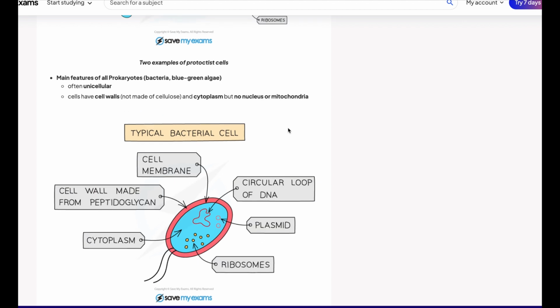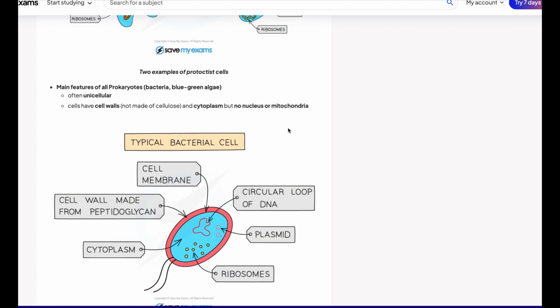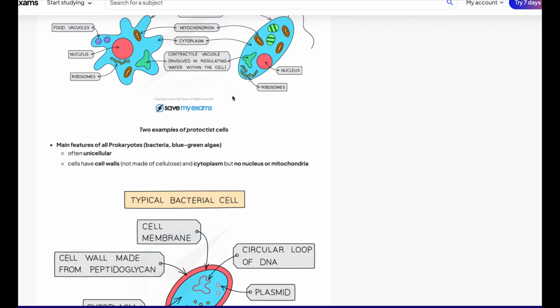Okay. Now, these are the two examples of protist cells we described.